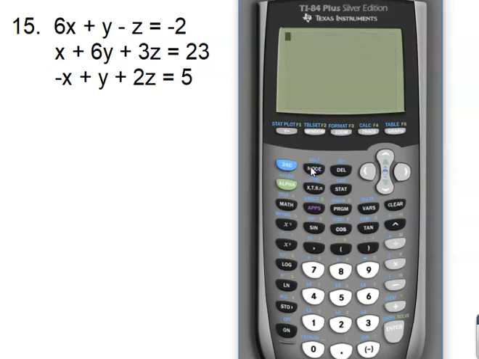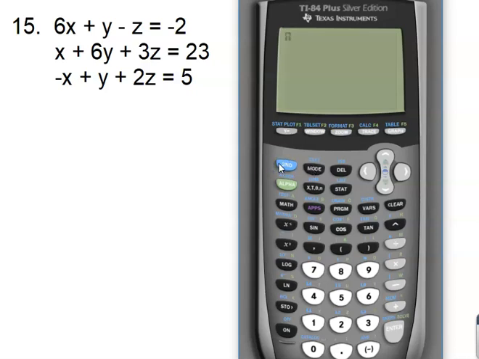Hi everyone, I'm going to be helping you with number 15 on your review for Algebra 2 Honors before your test later on this week. So we want to go over this one, and it's always important to practice and use your calculator, okay? So if you have a TI 84 plus, this should work for you. If you don't, please look online to see what would work best.